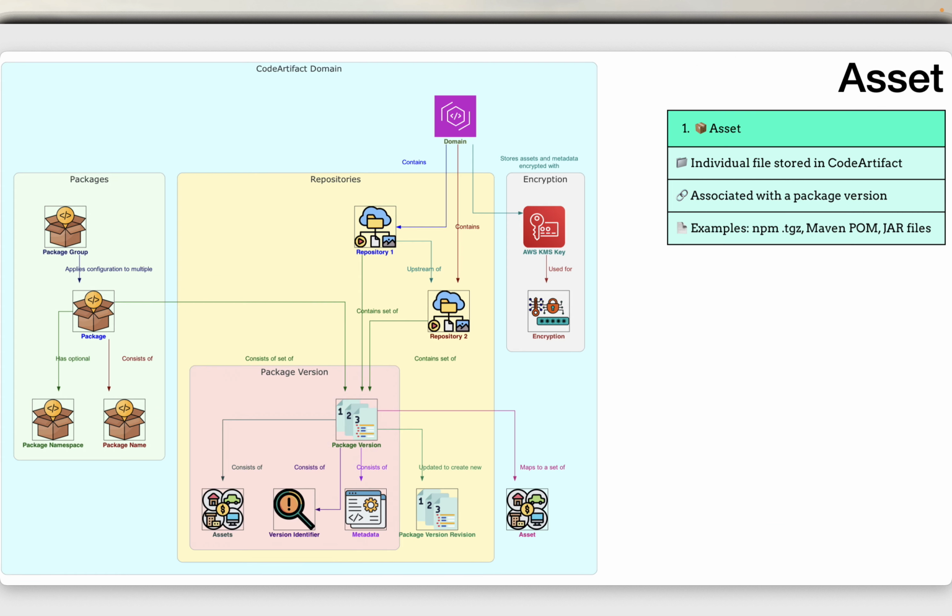Okay, let's go through all the concepts one by one. First is asset. An asset is an individual file stored in Code Artifact that is associated with a package version, such as an npm .tgz file or Maven POM and jar files. So these are the list of assets. So in case of Maven, we usually use a .pom file, which is used in the case of Maven.